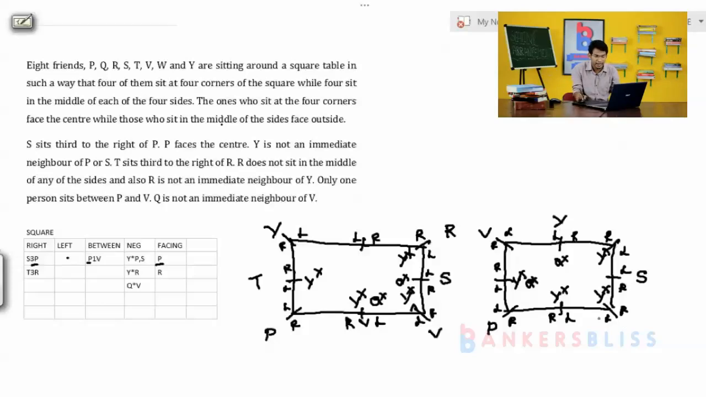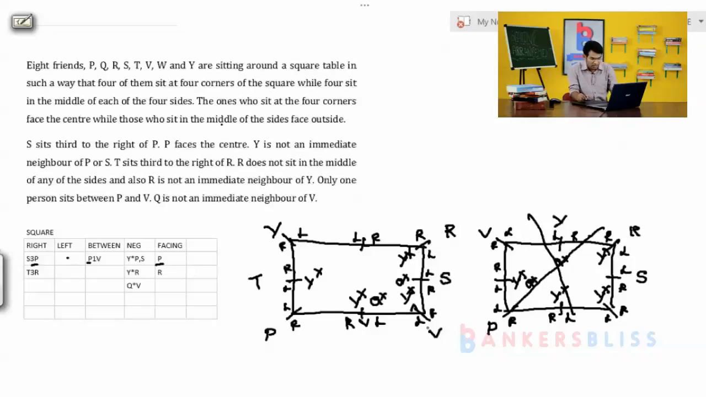Already Y is there, so definitely R should not come here. Next, R has only one possibility. Suppose I write R here, first right, second right, and third right. But look here, Y is not a neighbor of R. Then definitely this cannot follow this arrangement. Only this one should be followed.